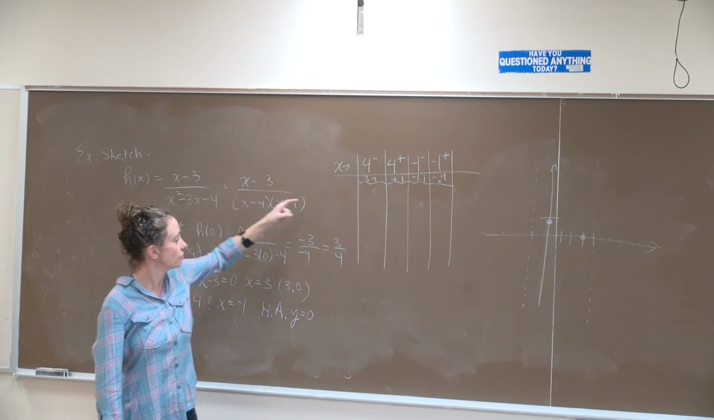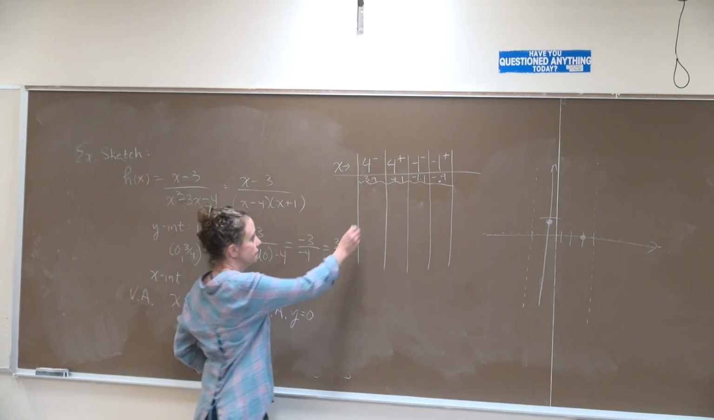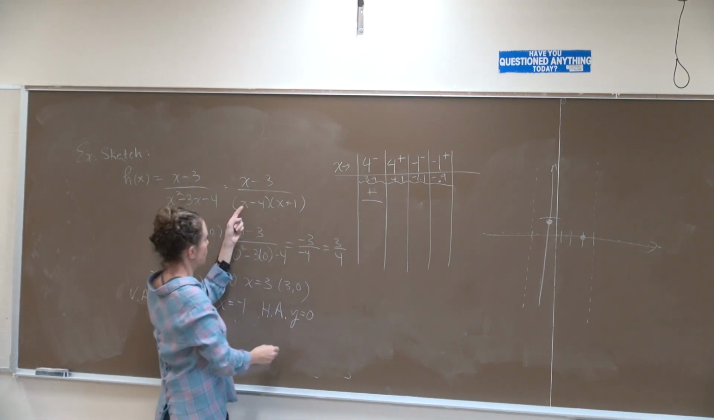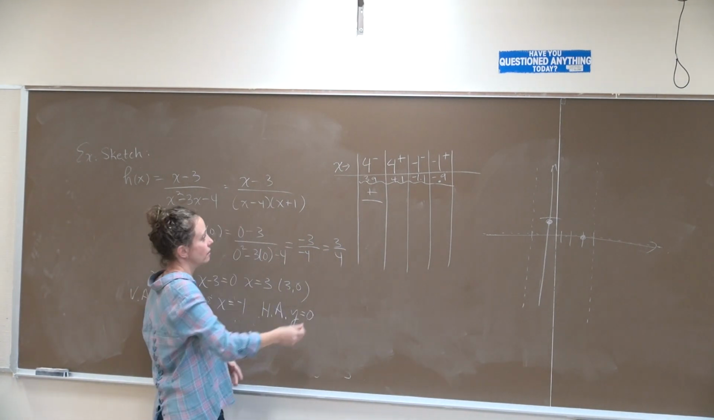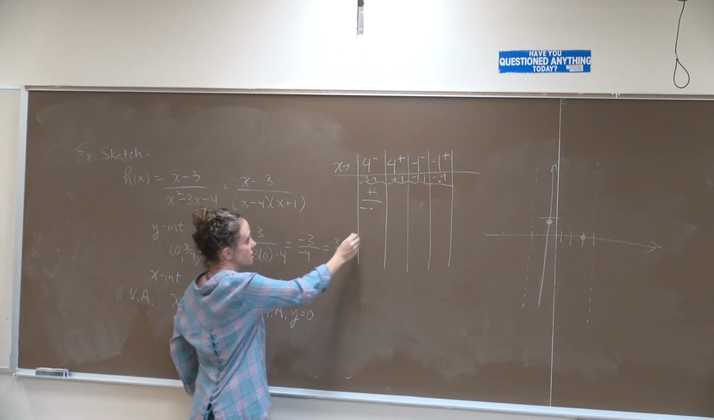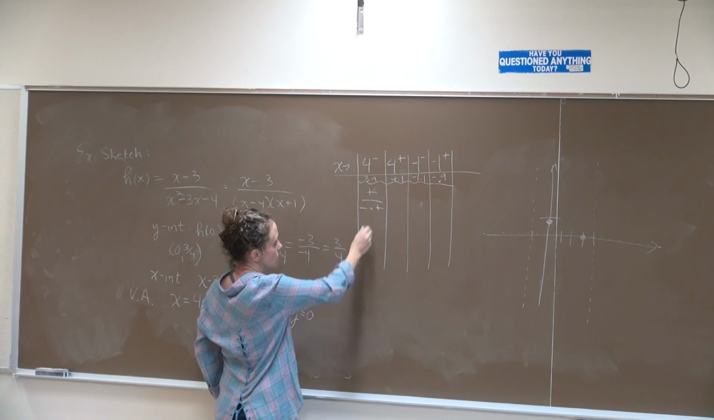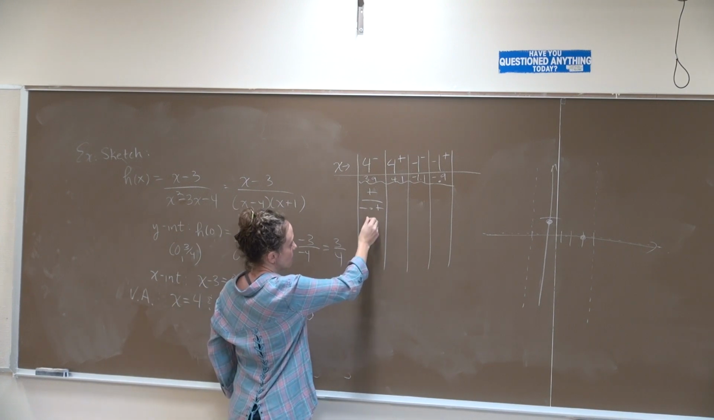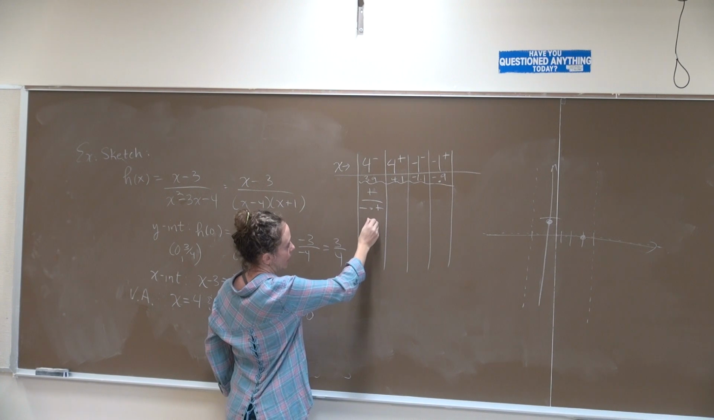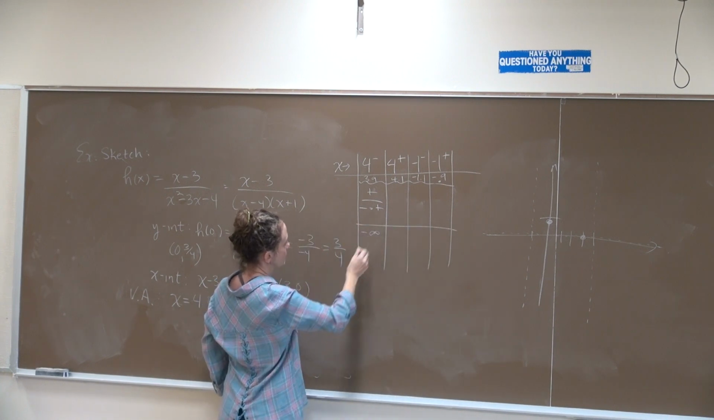So watch this. Let's start off with 3.9. 3.9 minus 3 is positive. 3.9 minus 4 is negative, times 3.9 plus 1 is positive. So we end up with a positive divided by a negative times a positive. That's the same thing as saying a positive divided by a negative, and a positive divided by a negative is negative.